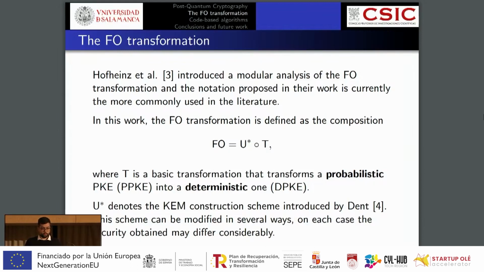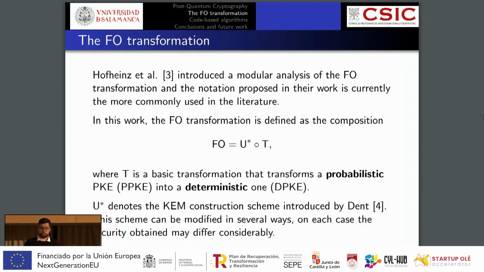Okay, so in an article published by Hofheinz and two other authors, they introduce a modular analysis of this transformation in which it is separated into two basic transformations. First, the transformation T, that is just a basic transformation applied to probabilistic encryption schemes to make them deterministic. This means that several encryption schemes have a randomness used as an input of the algorithm, and this will make this randomness deterministic.